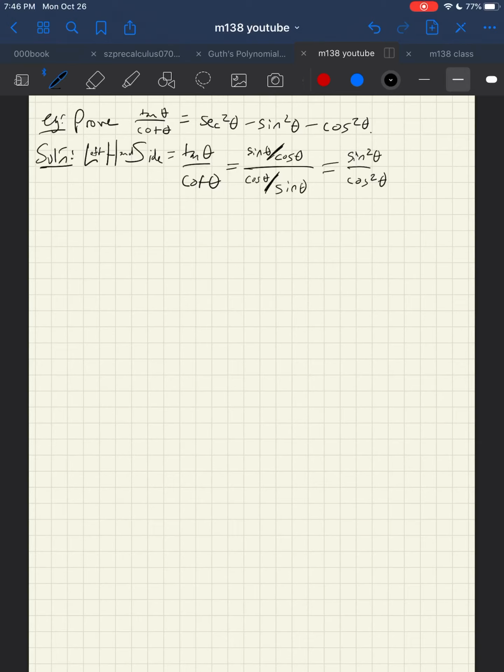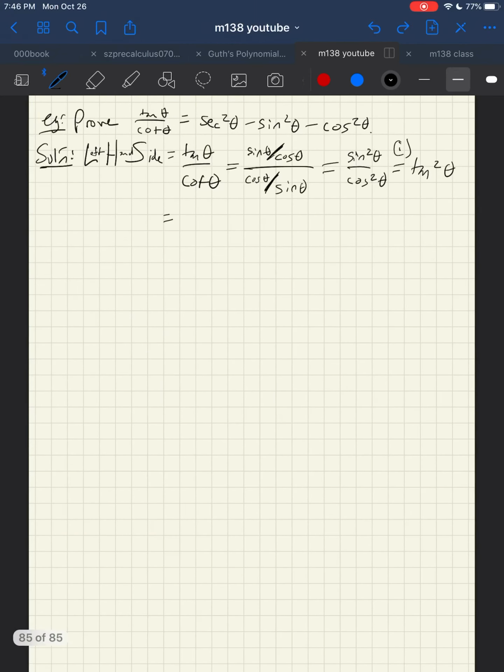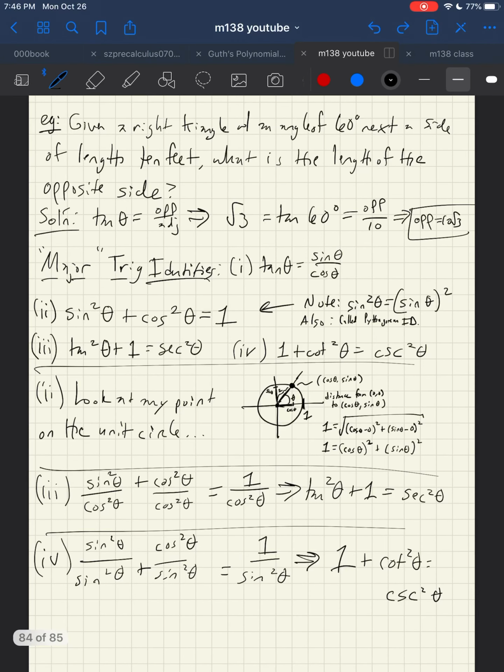Now, what is sine squared over cosine squared? Well, that happens to be tangent squared theta. Okay? So this is tangent squared theta, and this is by identity number 1, right? Sine over cosine is tangent. Now by identity number 2, tangent squared theta is equal to secant squared theta minus 1, right? Identity number 3, that's this one.